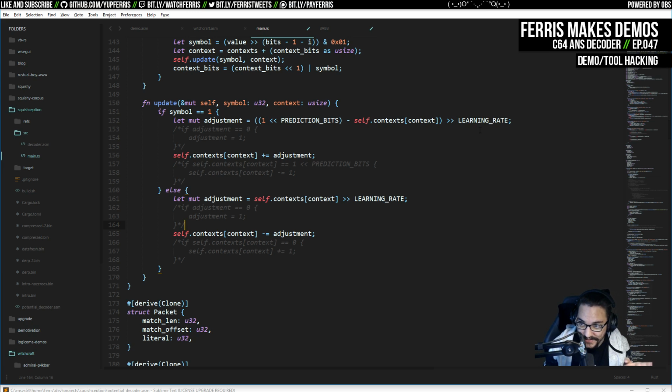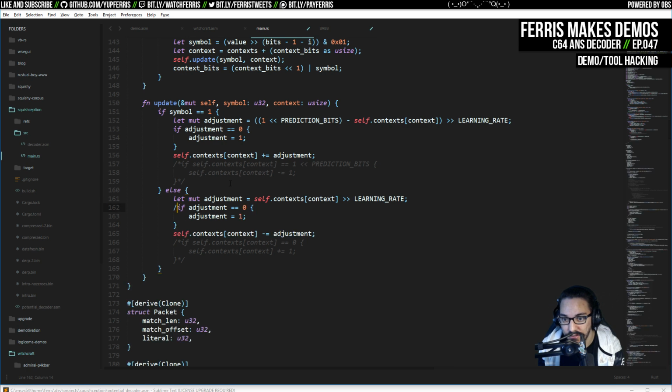But because this is 8-bit states, shifting right by something like 4, which is what the learning rate is now, is quickly going to go to 0. And then our prediction never goes as close to 1 or as close to 0 as we would like, and we lose a lot of potential compression when we don't use that effective range of our predictions. So what I've done here is if that adjustment isn't going to affect the prediction at all, I make sure that it does.